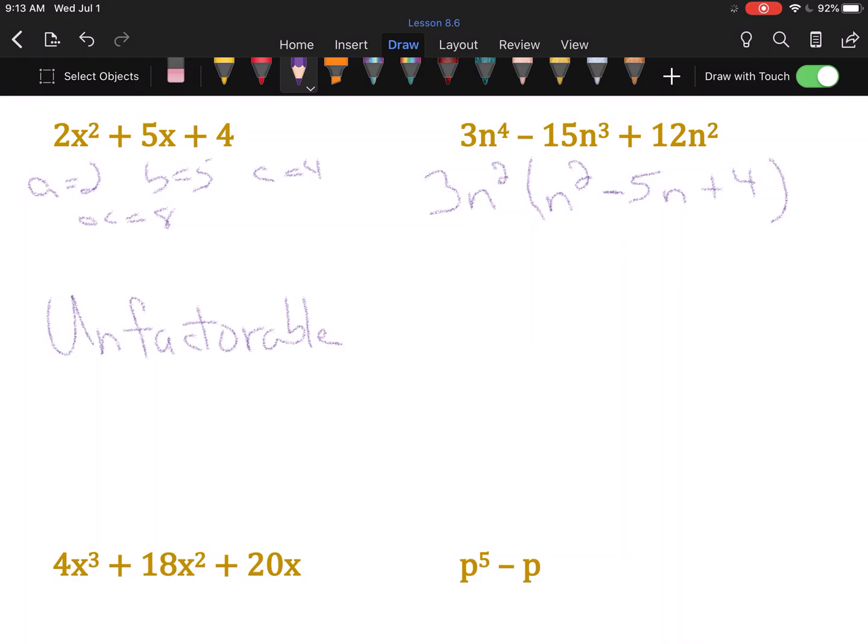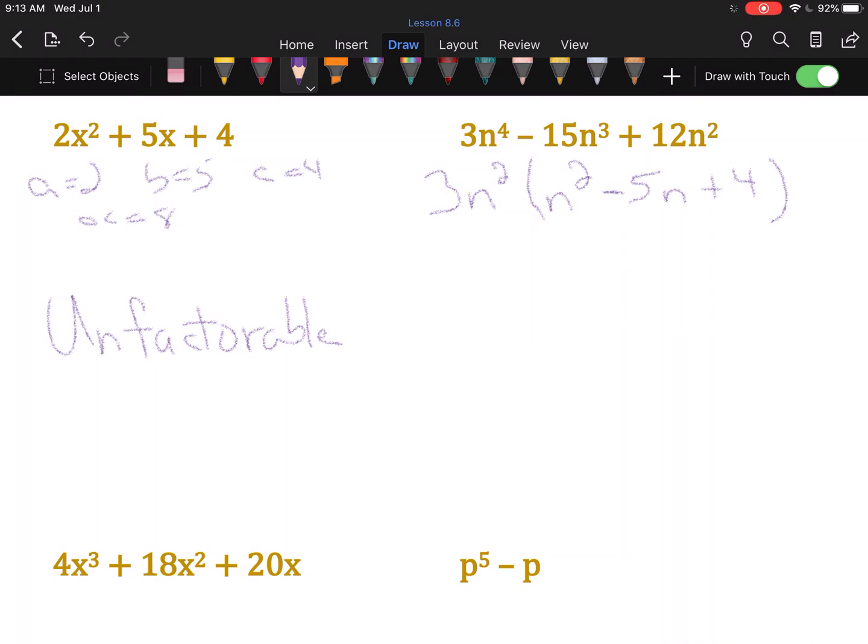So, is this a perfect square trinomial? Because the 3n squared is a monomial, it's just going to come along now. Look at your trinomial. Well, the square root of n squared is n. Square root of 4 is 2. 2 times n is 2n, double it is 4n, and I've got 5n, so it's not a perfect square. That doesn't mean it's not factorable.